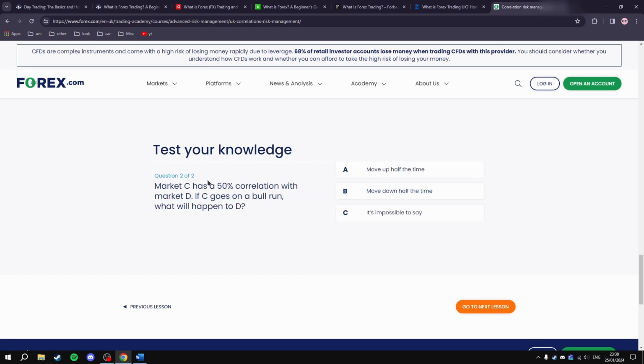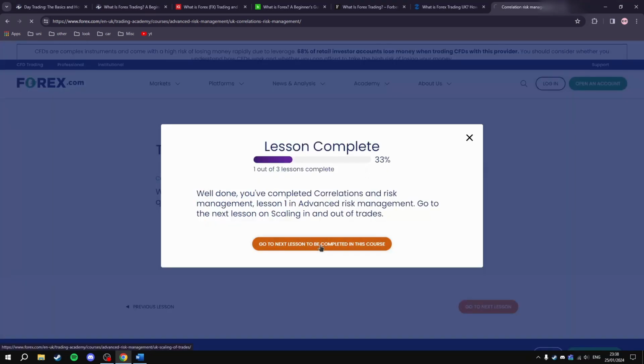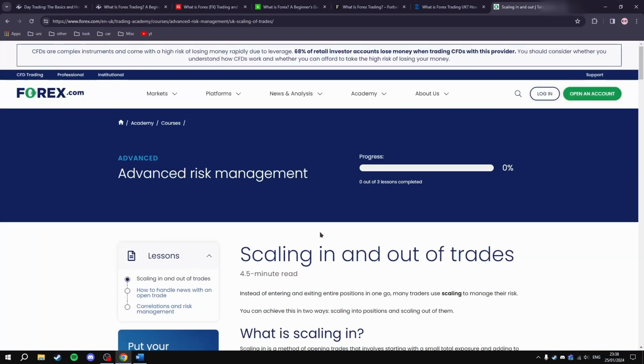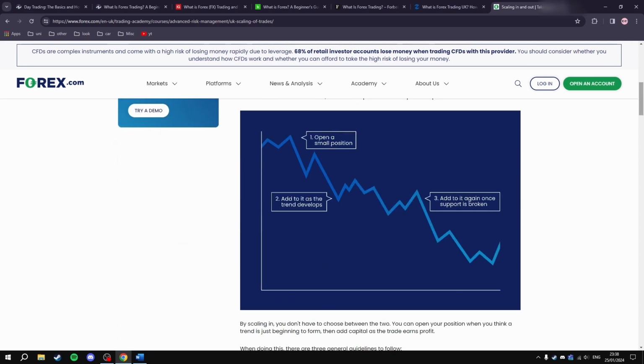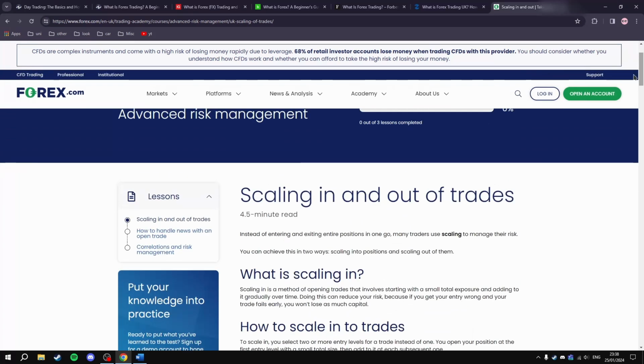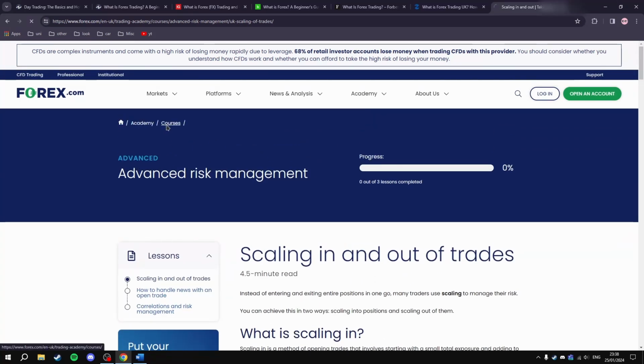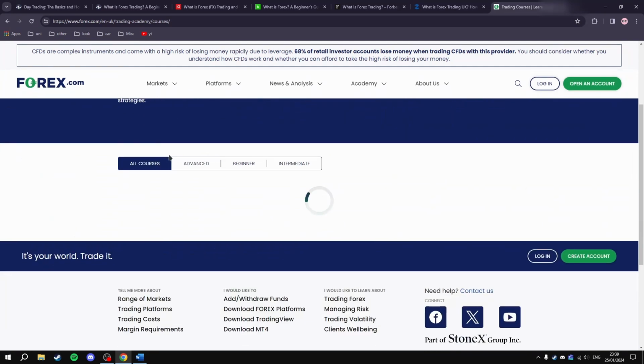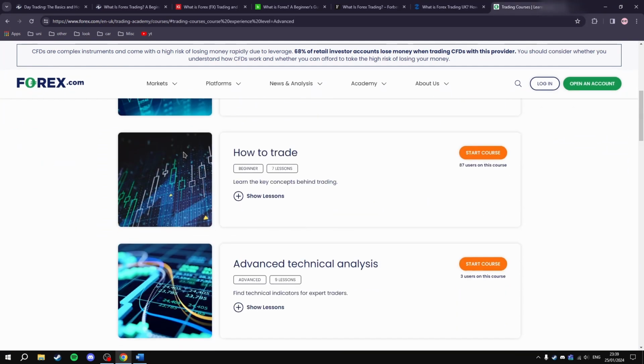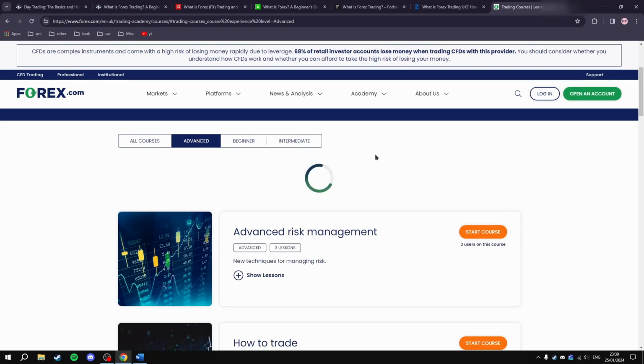Market C has a 50% correlation with market D. If C goes in a bull run, what will happen to D? Impossible to say. No, wait. Has a 50% correlation. If bull goes down, or move up, I guess. Yeah, there we go. Right, okay. That is advanced risk management done. Very nice. The next one, advanced.